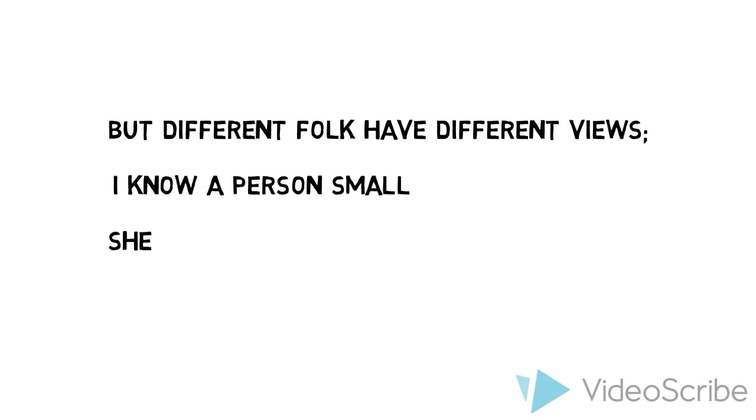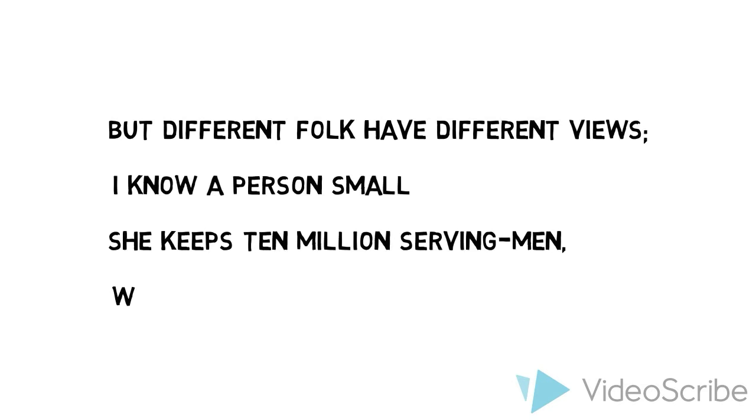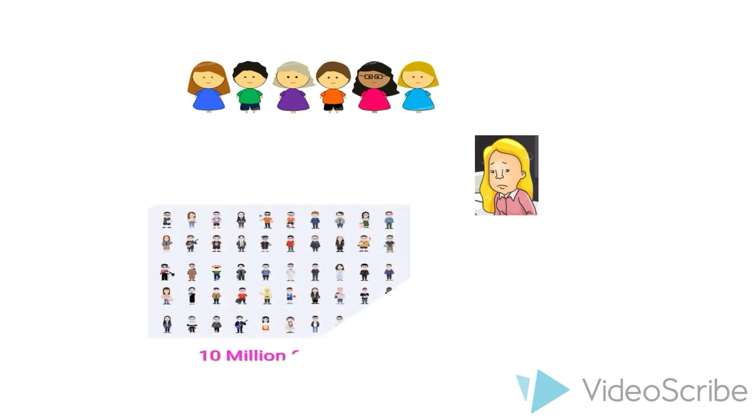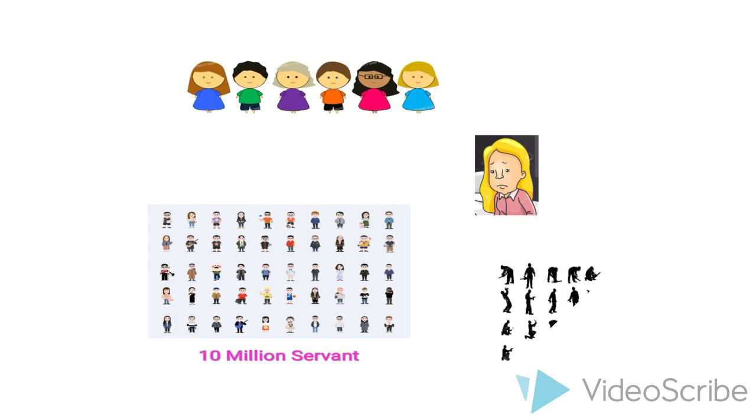Next para. But different folk have different views. I know a person small. She keeps ten million serving men who gave no rest at all. Explanation. The poet says different folk. Folk means people have different opinions. He knows a small person who keeps ten million serving men and they get no rest at all.